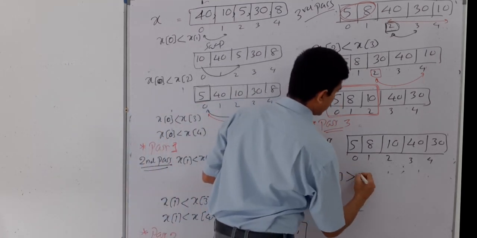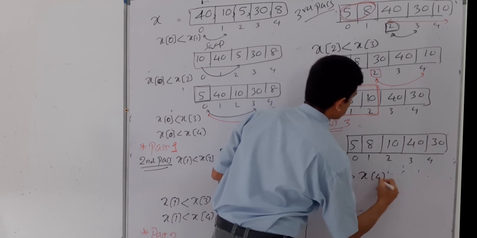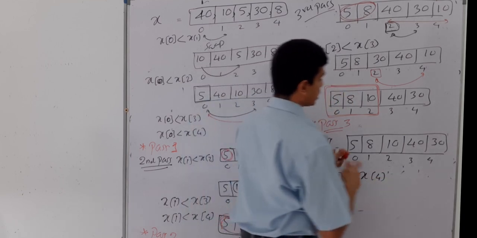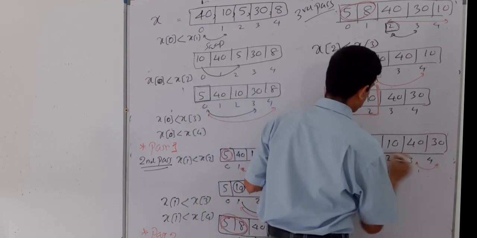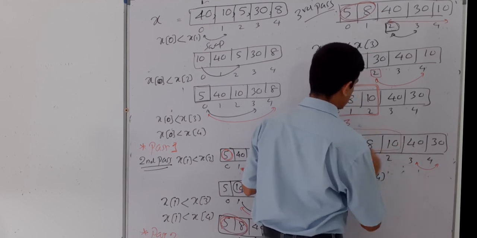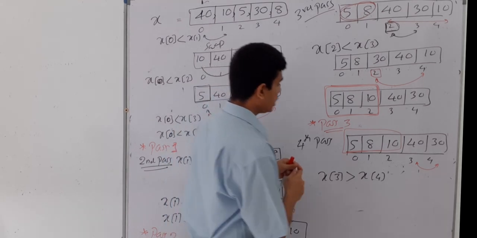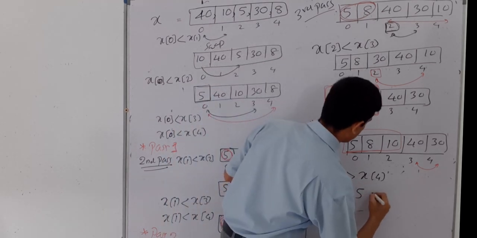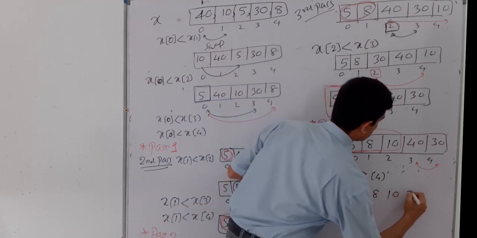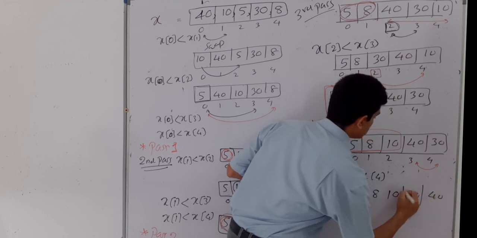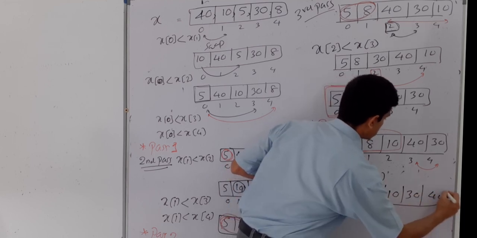Whether it's larger than x, 4. So, that's the only comparison I have to do. These two have to be compared since these were already arranged. Now, should we swap it? Yes. Then, after that, this is coming like 5, 8, 10, 30 and 40. This is the sorting next.